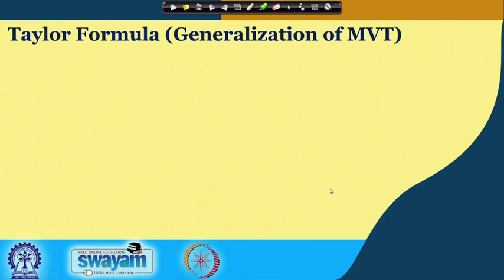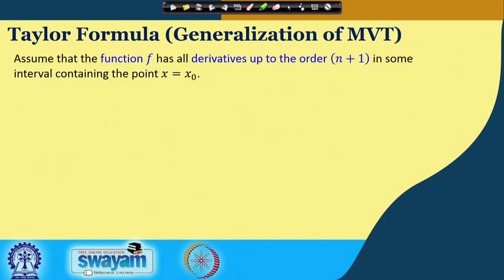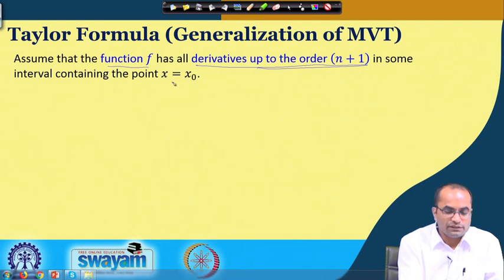So, Taylor's formula is a generalization of the mean value theorem or the Cauchy mean value theorem, which we have learned in the last lecture. We assume that the function f has all the derivatives up to the order n plus 1 in some interval which contains the point x equal to x 0.